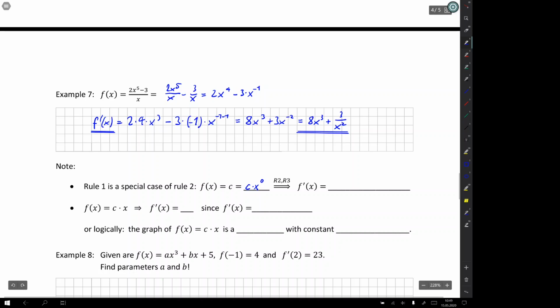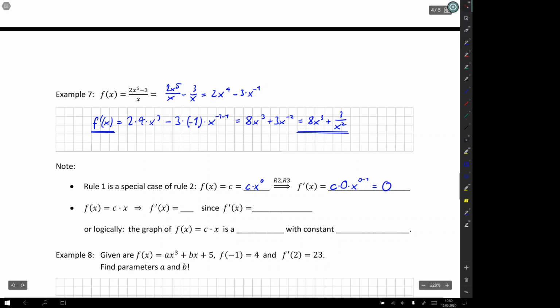Rule 3 just says, well, it's c times, and then x to the power of 0. I have to take rule 2, so I have to take the n, the power, in front. I get 0 times x to the power of 0 minus 1. Minus 1, I'll write it like that. And we see this whole thing is just 0.